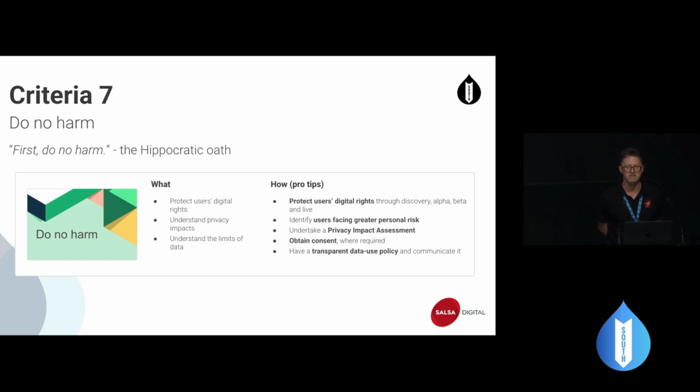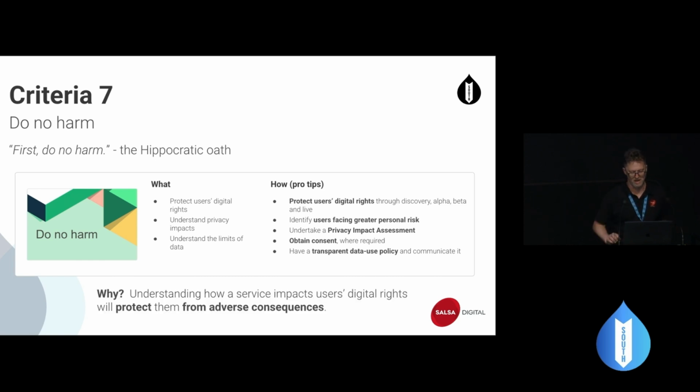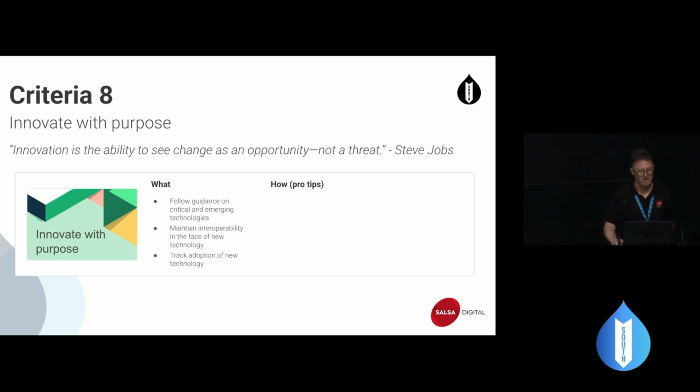Undertake a privacy impact assessment. Obtain consent where required. Have a clear data use policy. So why? To protect all users from adverse consequences. Number 8, almost there. Innovate with purpose. So what does this criteria involve? From the standard, you'll see consider emerging tech. If you're considering emerging tech, consider interoperability and backward compatibility. Be aware of new tech, etc., etc.